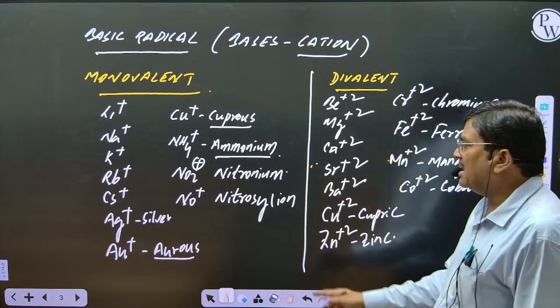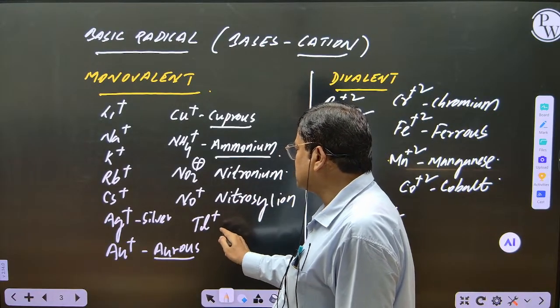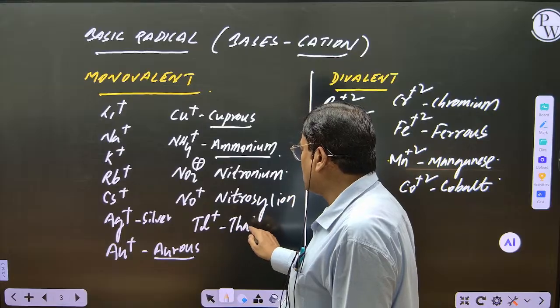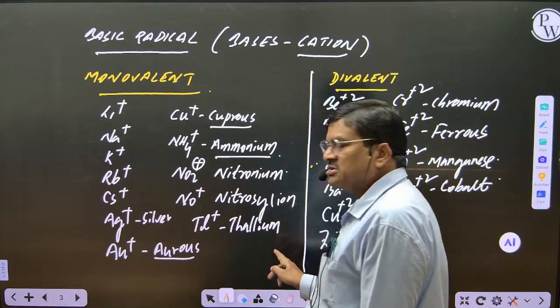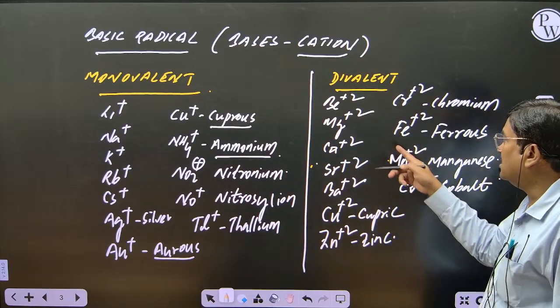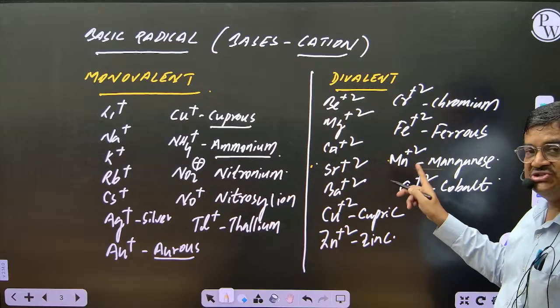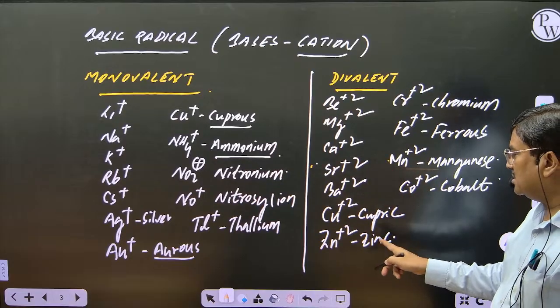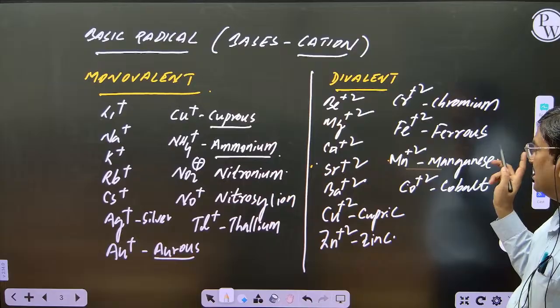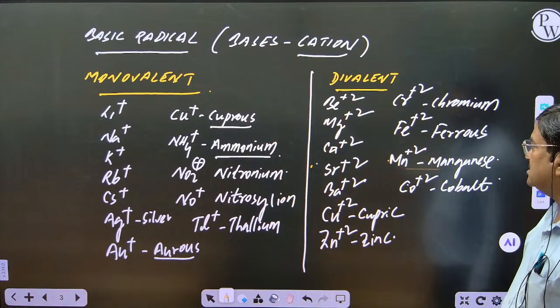And in monovalent you can write thallium ion. You know this is called thallium, which belongs to the 13th group, thallium ion. These are all bivalent ions: beryllium, magnesium, calcium, strontium, barium, cupric, zinc, chromium, iron, manganese, cobalt. These are all bivalent ions.